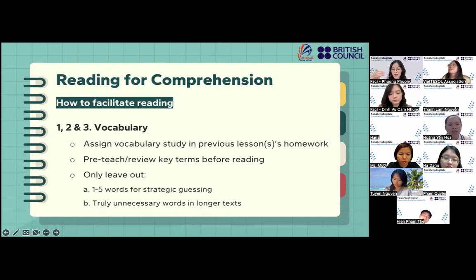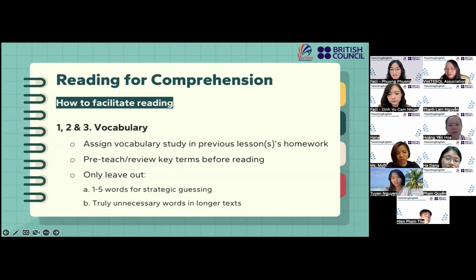So the more frequently the students study vocabulary, the better they will retain these words. Before each reading lesson, we can review the key terms that we let them study at home, or for some keywords they didn't study at home, we can pre-teach the vocabulary. We don't need to teach the students every word in one text, but for the keywords, we only leave out maybe less than 5 words for strategic guessing.